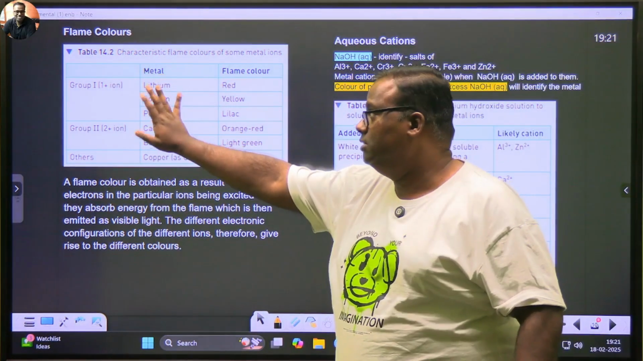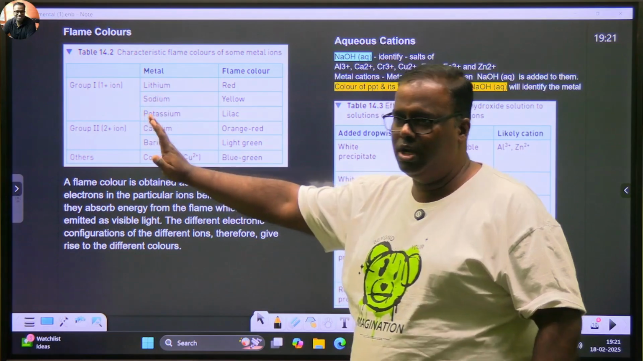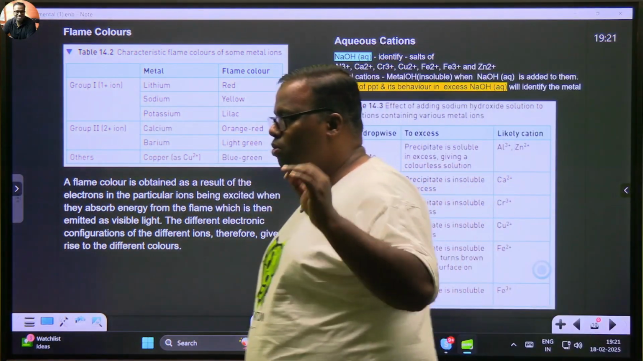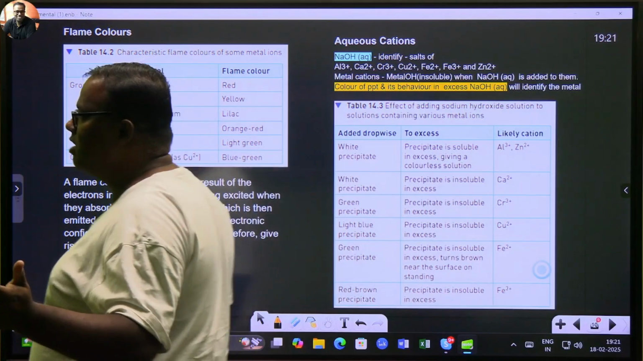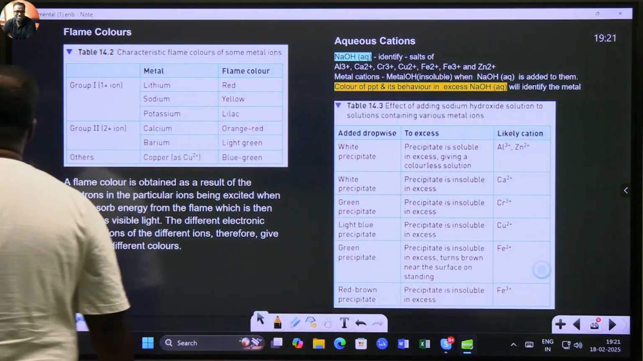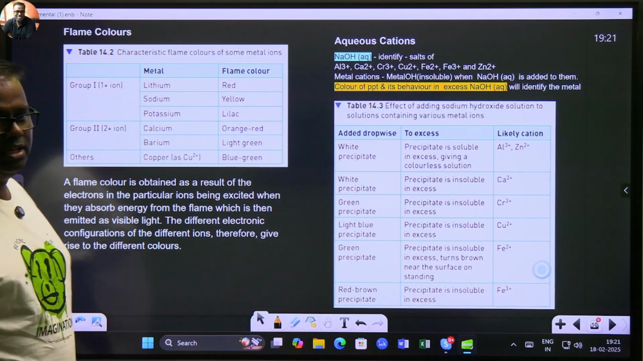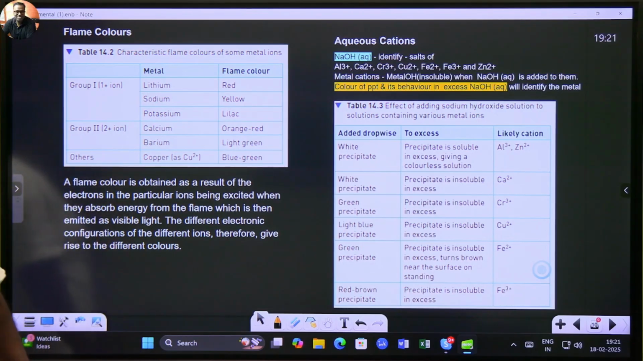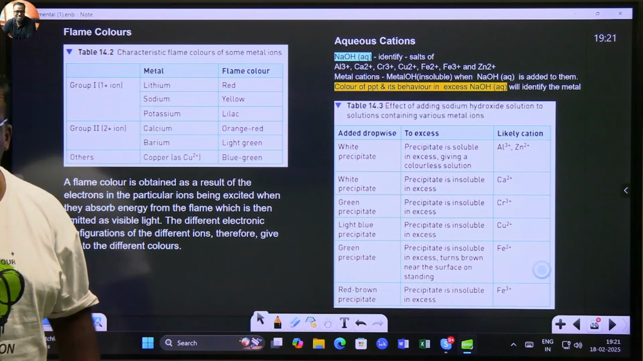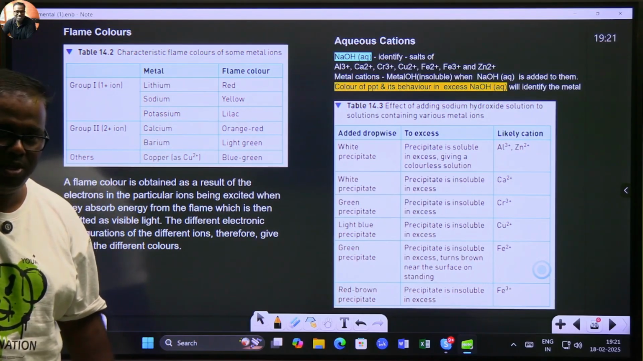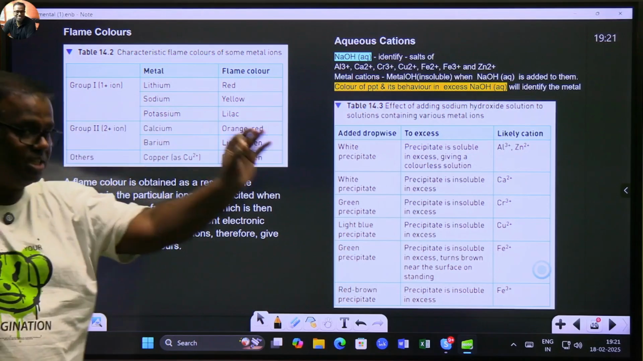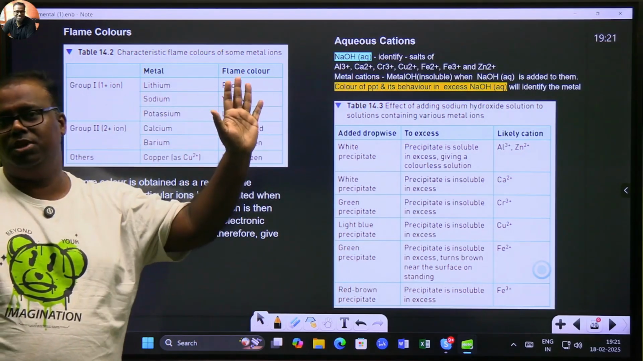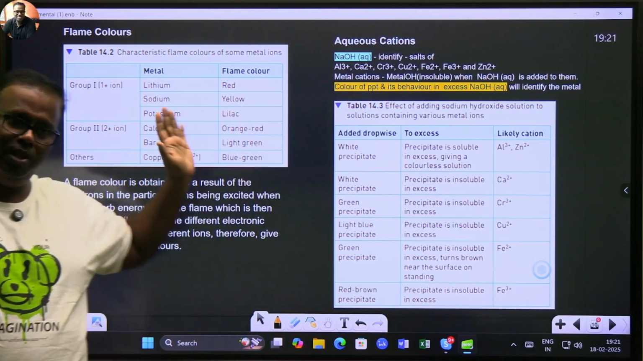Flame color. This is very important. No running away from it. I would strongly suggest, if you have colored printers at home, very good. If you don't have a colored printer, grab hold of a kindergarten student or go to Golchas and buy your crayons, and you color in a white paper before your exam and fix it. You cannot remember otherwise.